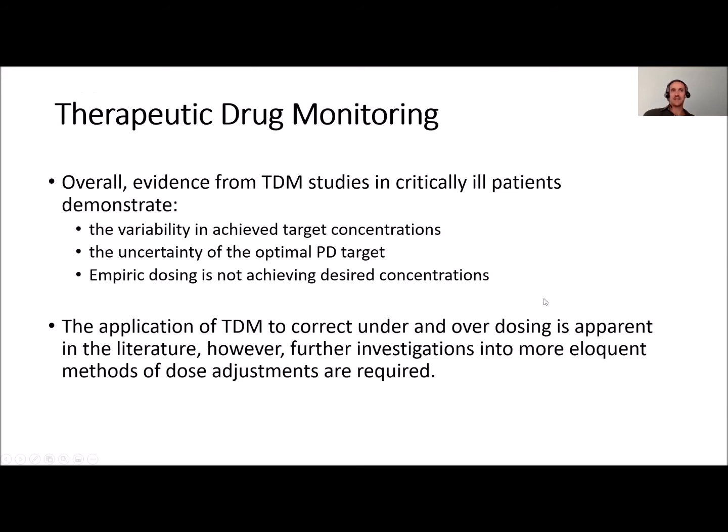So overall from TDM studies, we know that there's definitely variability in the target concentrations that have been achieved. There's still uncertainty about what the optimal target is, and that still remains today, depending on the antibiotic. And we do know that empiric dosing, just using clinician-driven dosing, is not achieving those desired targets at this point. So TDM can correct over- and under-dosing to get it closer to where you are aiming, but further investigation into more elegant methods such as dose optimization software is required.